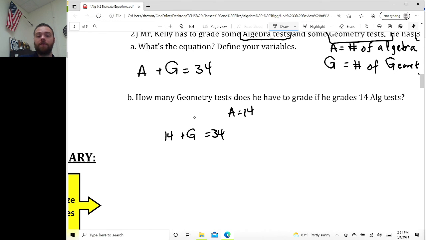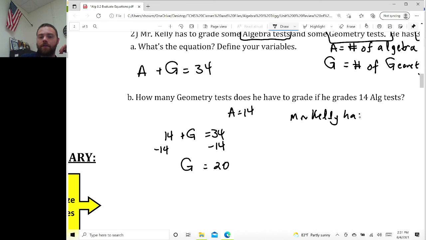Well, 14 is being added to G, so the opposite of addition is subtraction. So I'm going to subtract 14 from both sides of this equation, and I get G equals 20. So how many geometry tests does Mr. Kelly have? Mr. Kelly has 20 geometry tests to grade. And that's it.